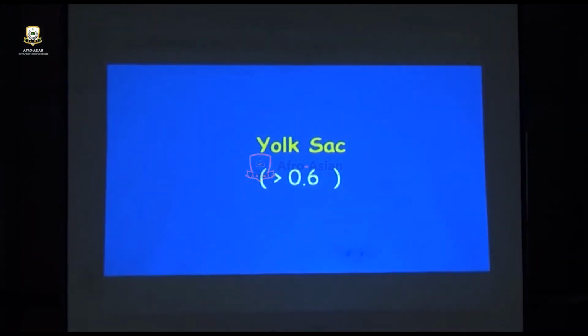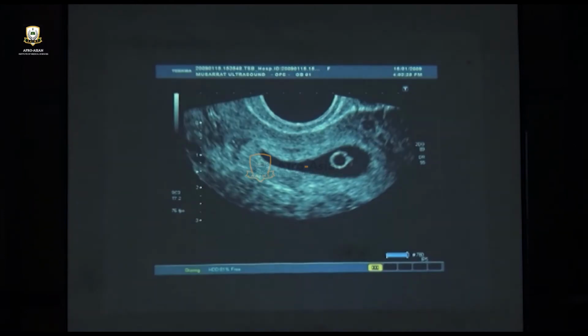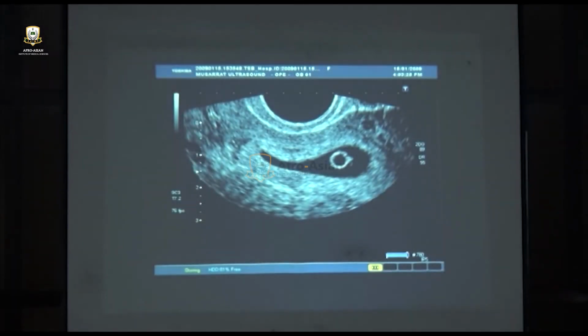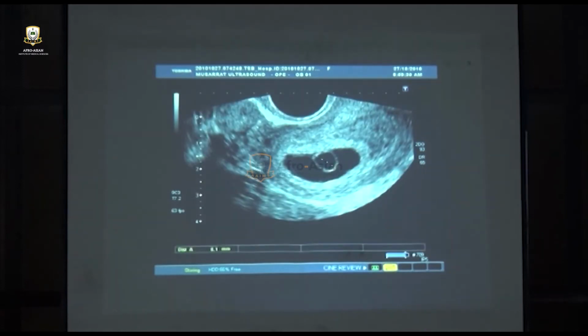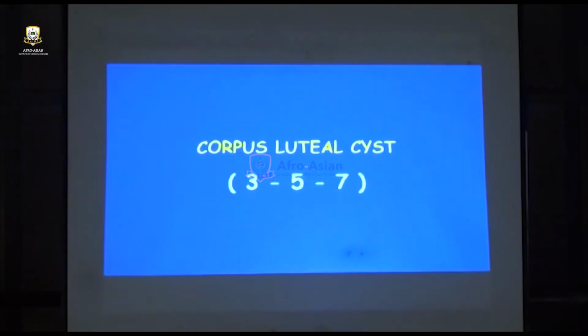Yolk sac, anything more than 0.6 centimeters, has been documented that it is a bad outcome. So here's a normal yolk sac, and here is a yolk sac which measures 0.8 centimeters. It's a bad sign, a bad outcome.